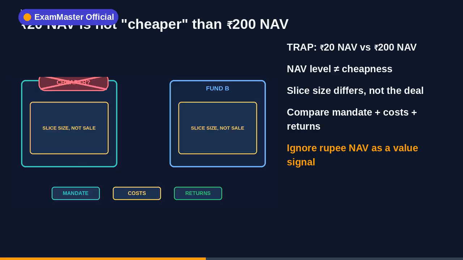A 20 rupee NAV and a 200 rupee NAV can both be fair slices of different portfolios or different unit counts. Compare mandate, costs, and returns. Ignore rupee NAV as a value signal. The tip is invalid. Lower NAV is not automatic cheapness. The trap: shopping for the lowest NAV the way you shop for a discounted shirt.